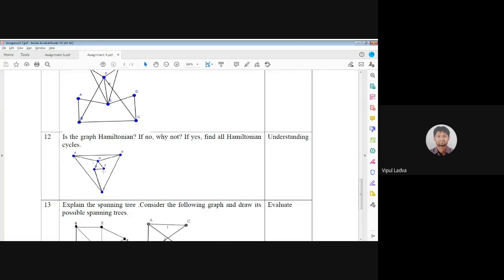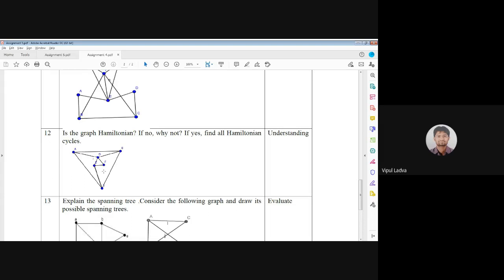A similar question is over there. Is the graph Hamiltonian? If it includes a Hamiltonian cycle, then surely it will act as a Hamiltonian graph. If it is not, then provide the reason. If it is Hamiltonian, then you need to give the Hamiltonian cycle.